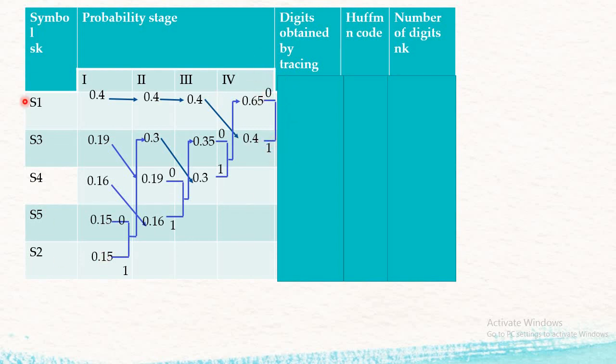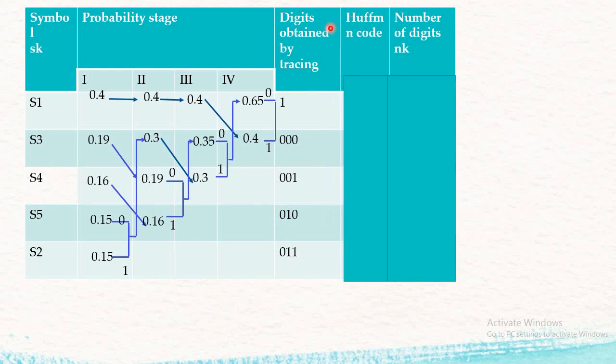So once we are done with drawing this Huffman code path, our second task is to obtain the digits by tracing. I hope you all have got the same answer. So for the first, what is your path? You just follow from 0.4, it will go downward, and here the bit added is 1. For the second one, it will go downward, 0 is added, then here 0 is added, then it will go upward, 0 is added, so the path is 0, 0, 0.